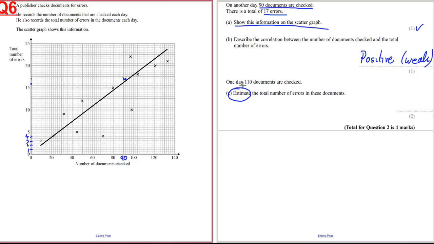And it's 110 documents. So you go to the documents. There's 100, there's 120. 110 is obviously exactly in the middle, which would be here, and then you just read across like that. It's about, so 2 squares are worth 1. You can't have 19.5. So just looking at that carefully, I'd say that's more like 20 errors. So I would say 20 errors.